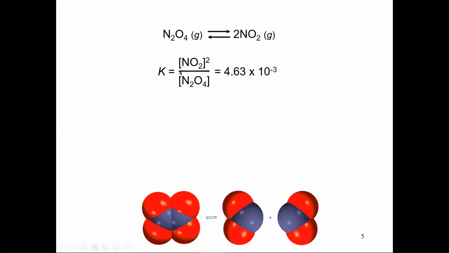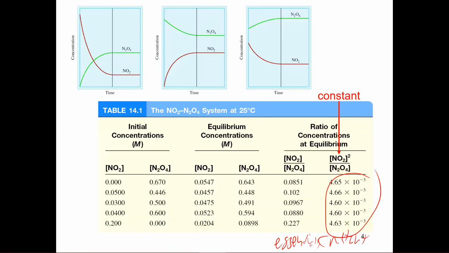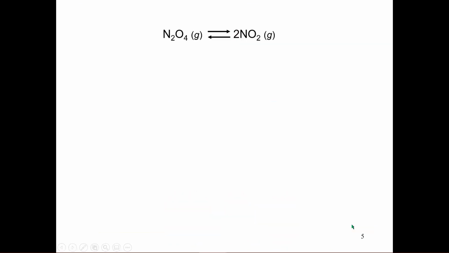Now, the K related to this is 4.63 times 10 to the minus 3. Where'd they get that value? Well, they got it from the previous slide. And this is the slide there. And you notice down here, the 4.63 times 10 to the minus 3, plugging all those values into that, they get that number.